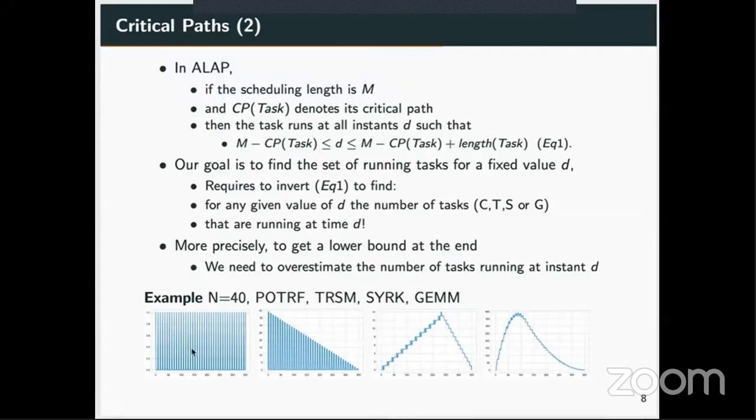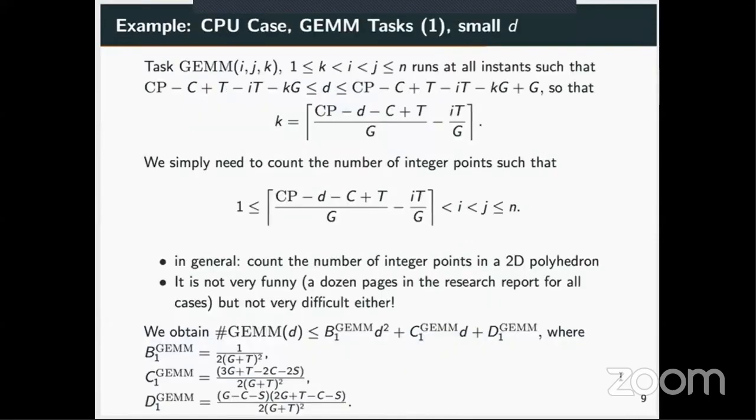Okay, so the goal is to do this for all possible types of tasks. So here you have an example of the number of POTRFs, TRSMs, SYRKs, and GEMMs running at different instants. And you can see that it will be easy for POTRF because there is never more than one POTRF running at any instant. But it might be more tricky to find an overestimation of this plot in the case of GEMM tasks. Okay, so how do we do this?